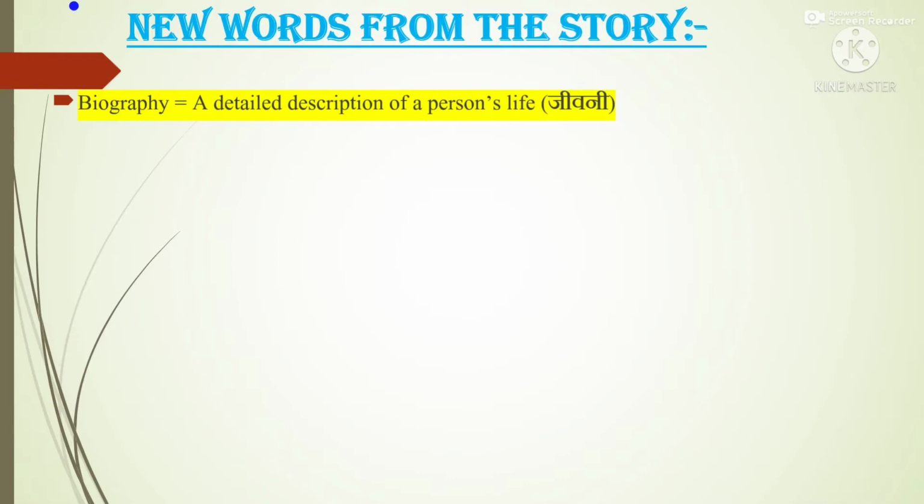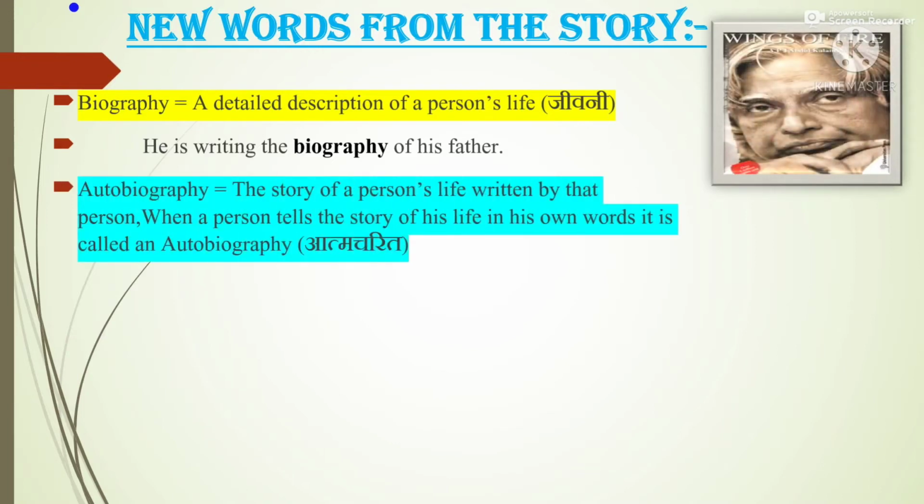Okay students, now we will discuss the story from your book. So first of all, we will discuss some new words. After that we will discuss the story. So the first word is biography. Biography means a detailed description of a person's life. Jivani. Sentence: He is writing the biography of his father.